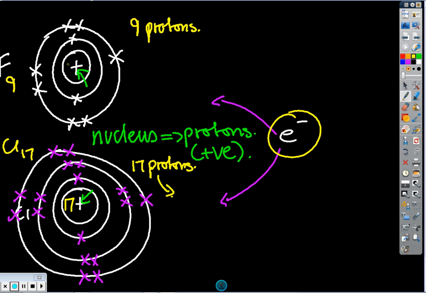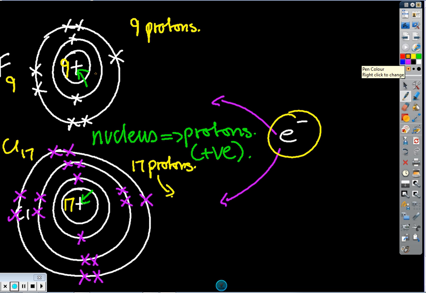We just write the 17 in there, we write the 9 in there, but there's another factor at play here which is battling against the fact that chlorine has more protons than the fluorine. So maybe you might want to pause the video for a little second and see if you can work out what that is. So that factor is the number of shells.